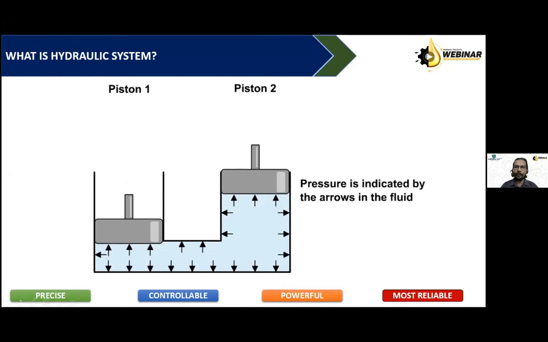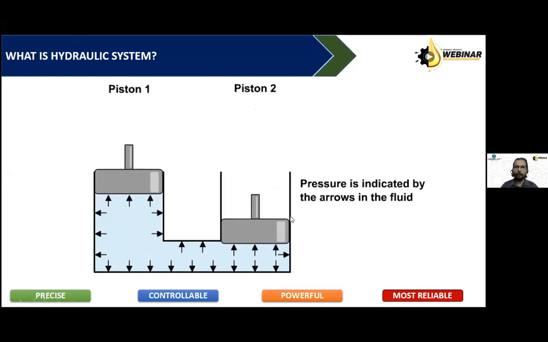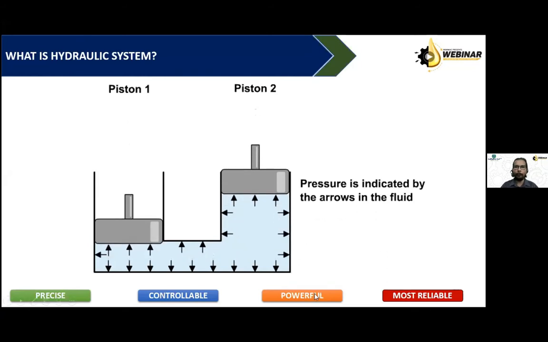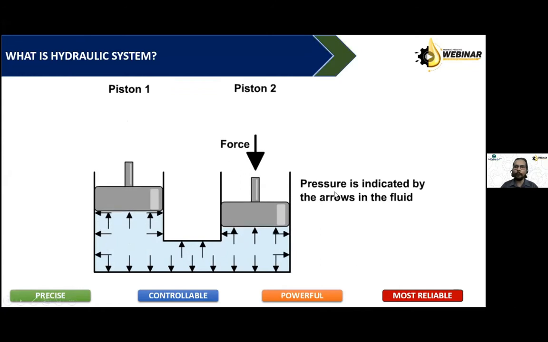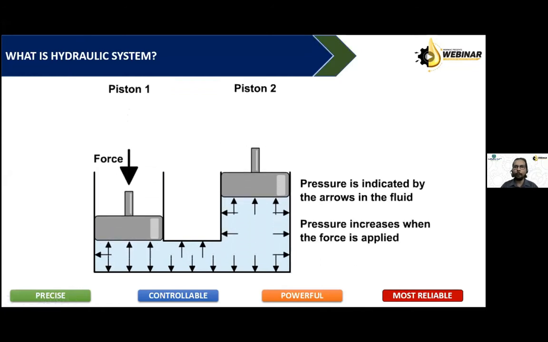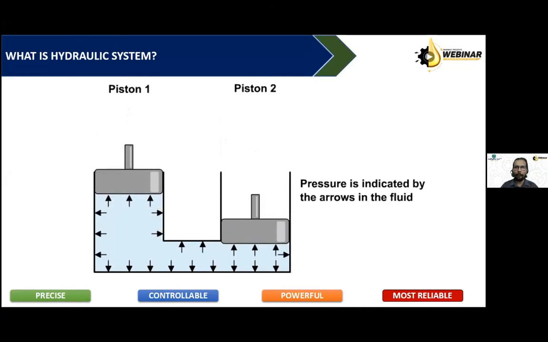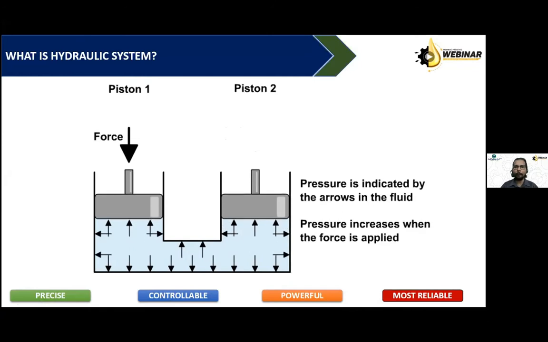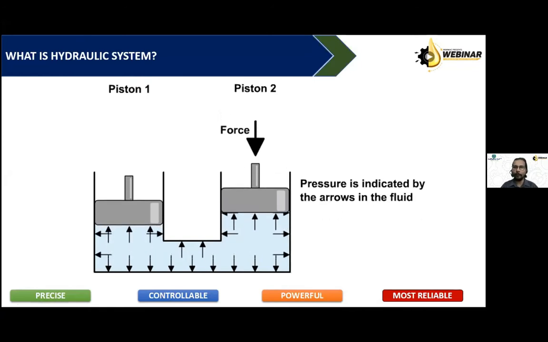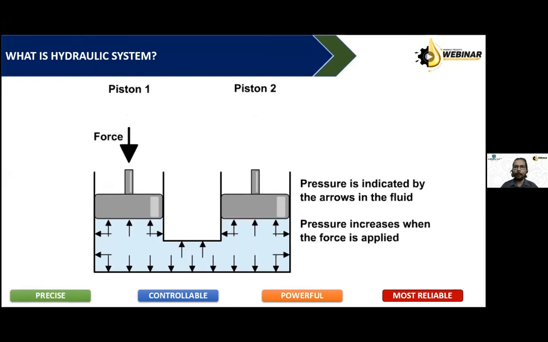But if we change the diameter of the piston, then as we learn in our basics, pressure into area is equal to force. Suppose we increase the surface area of piston 2, then whatever force we apply on piston 1 will get multiplied by the factor of area increment, and the resultant force will be very, very high compared to the applied force.